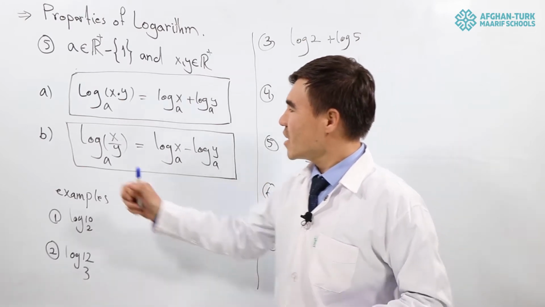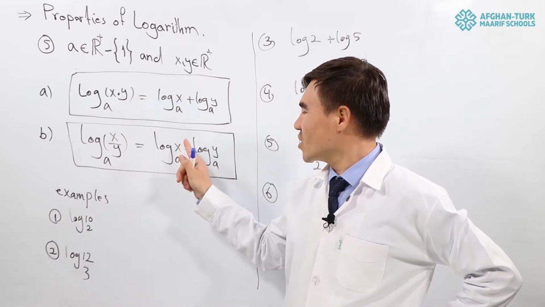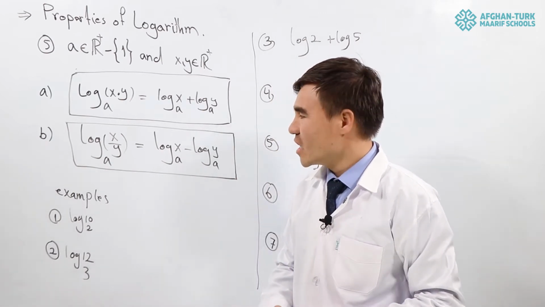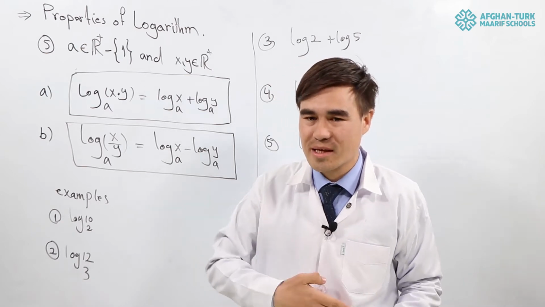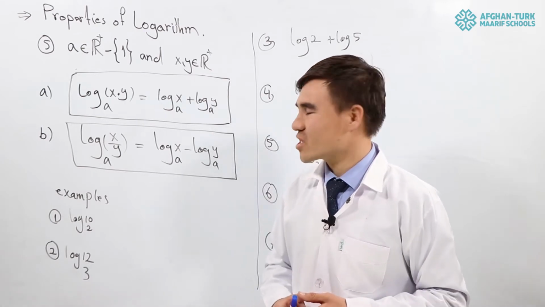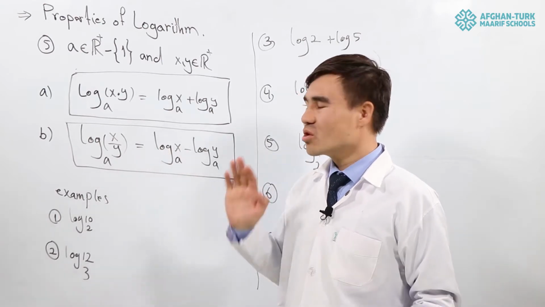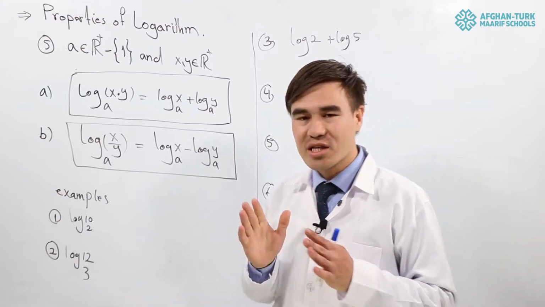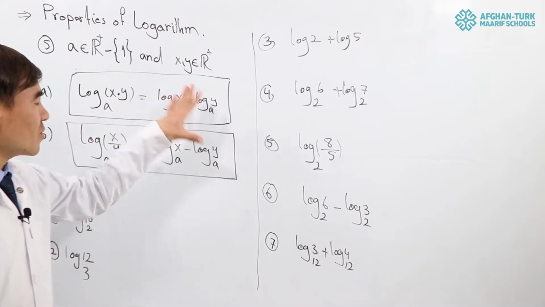The next one: log of x over y to base a is equal to log of x to base a minus log of y to base a. What does it mean? If we have a quotient of two arguments or two variables to the base a, we can spread this quotient form into subtractions. Like log of x over y to base a is equal to log of x to the base a minus log of y to the base a.